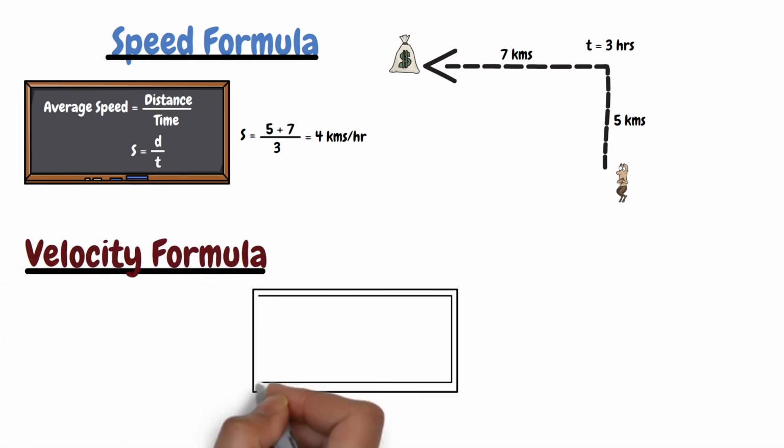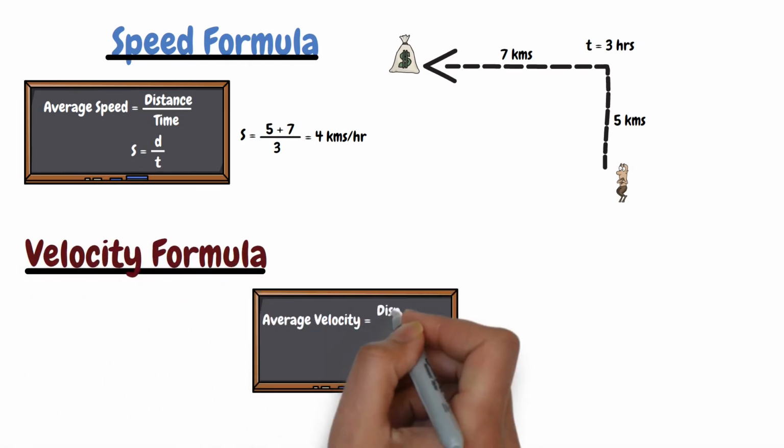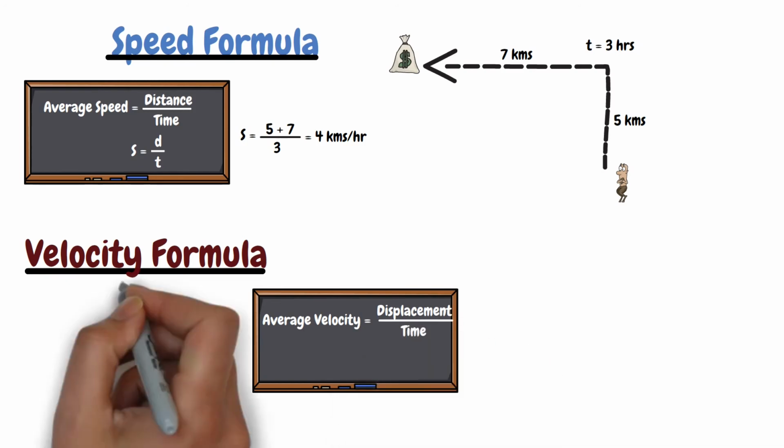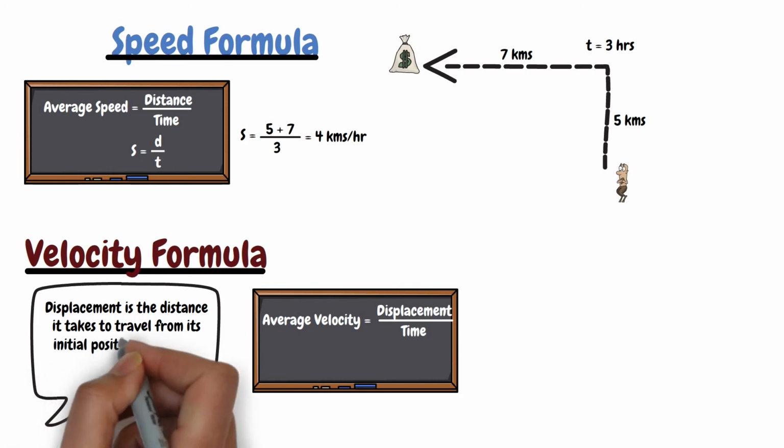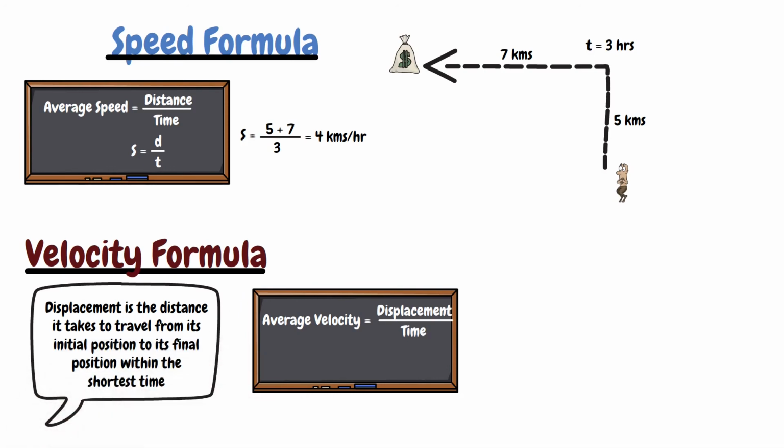Velocity, on the other hand, the formula is displacement over the given time. So remember, displacement is the distance it takes to travel from the initial position to its final position within the shortest time.